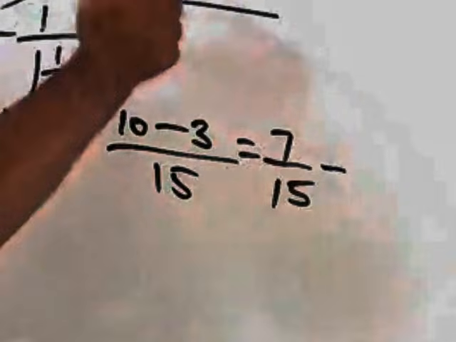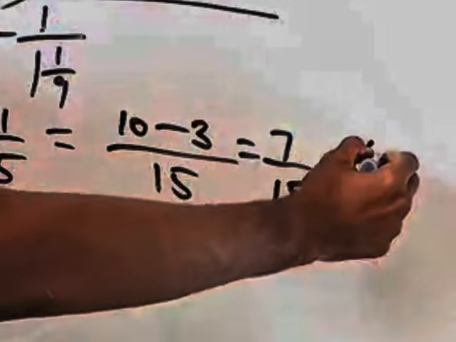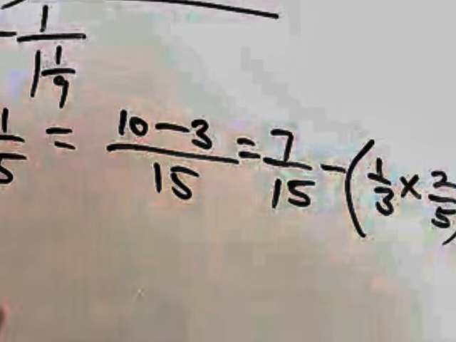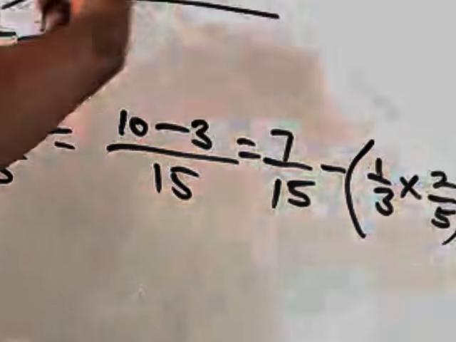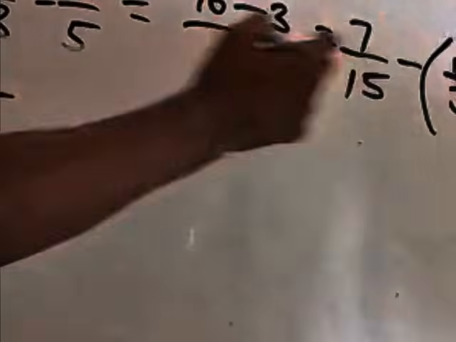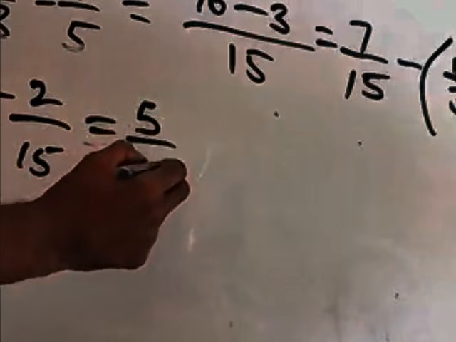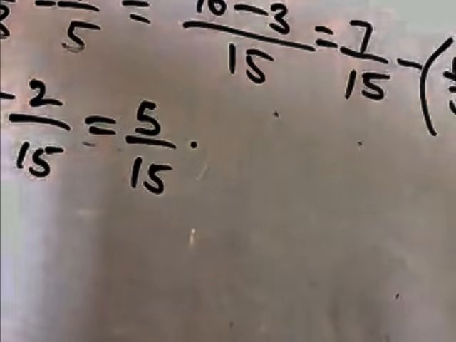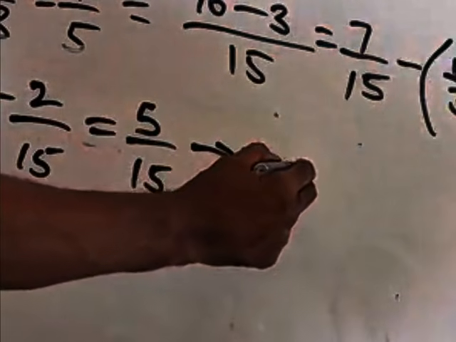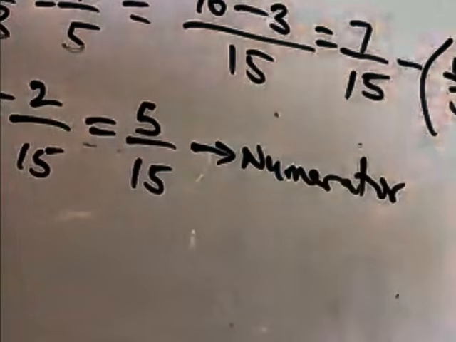So minus, we have 1 over 3 of 2 over 5. 1 over 3 of means times 2 over 5. So we need to solve all the numerator first, get the final answer, and then we come to the denominator. So that will be 7 over 15 minus 2 times 1 is 2 over 15. And that will be what? 5 over 15. That is the numerator, because we've been able to solve this bracket minus 1 over 3 of 2 over 5. So our numerator is 5 over 15.